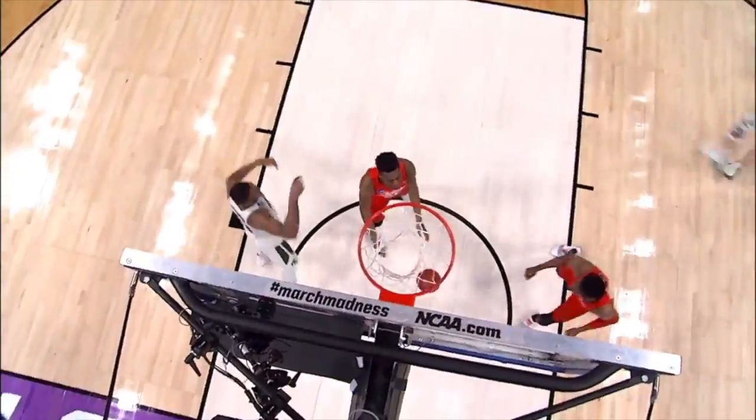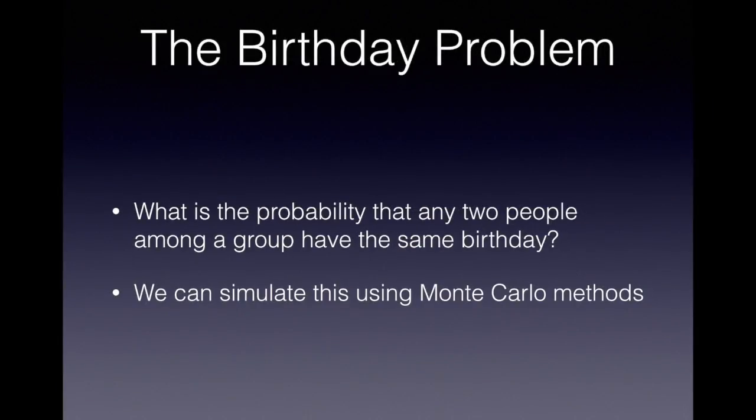Throws it up. Oh! All right, so another thing we're going to talk about using Monte Carlo methods is the birthday problem. So that's just the question of if you have a group of people, what is the probability of any 2 of those people having the same birthday? So it's a pretty simple problem to model.